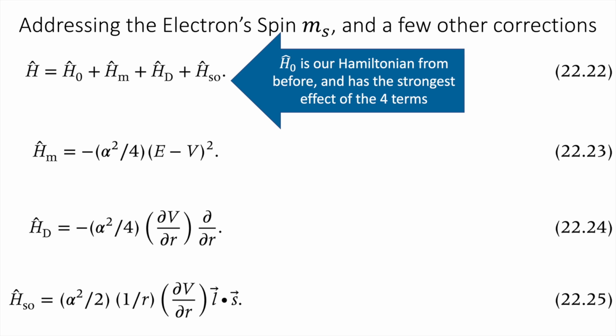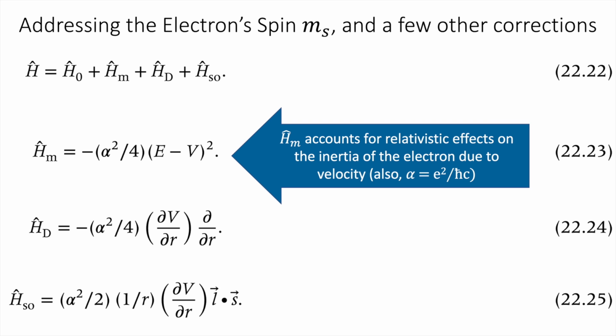Look at equation 2222, and we see that our Hamiltonian is defined as H naught. H naught is our regular hydrogen atom Hamiltonian that we've been working with, right? Remember, it had the kinetic energy component added to a potential energy component. That's what H naught is. And then we're adding these corrective terms. There are 3 terms that get added in this perturbative treatment of the Hamiltonian that can be used to get the Schrödinger equation closer to what the Dirac equation can tell us.